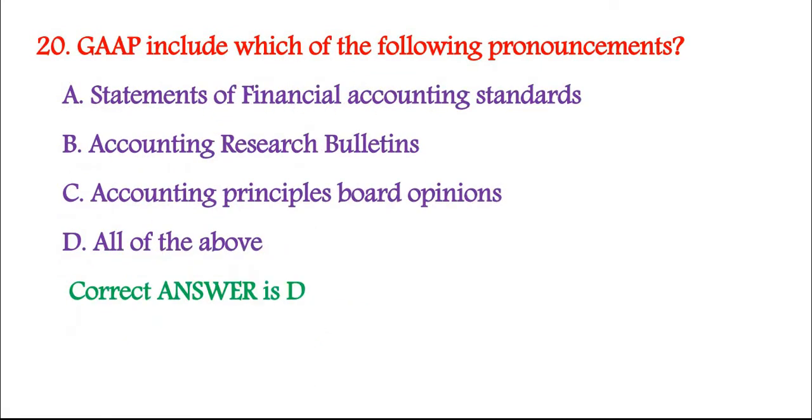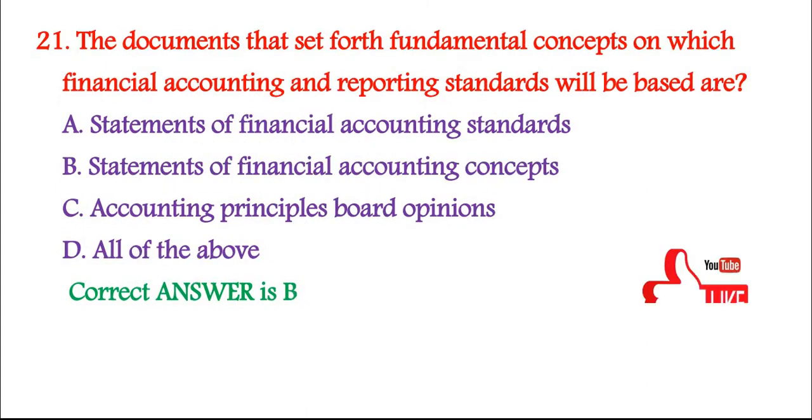20. GAAP include which of the following pronouncements? A. Statements of Financial Accounting Standards. B. Accounting Research Bulletin. C. Accounting Principles Board Opinions. D. All of the above. Correct answer is D. 21. The documents that set forth fundamental concepts on which financial accounting and reporting standards will be based are: A. Statements of Financial Accounting Standards. B. Statements of Financial Accounting Concepts. C. Accounting Principles Board Opinions. D. All of the above. Correct answer is B.